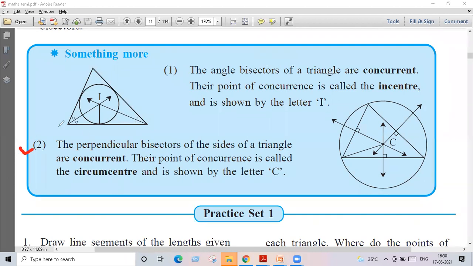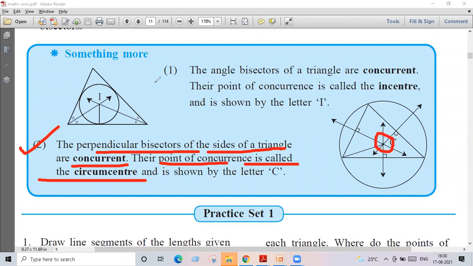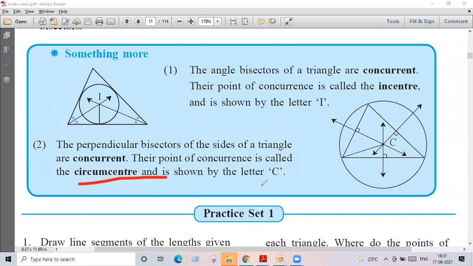The second is that the perpendicular bisectors of the sides of a triangle are concurrent. Their point of concurrence is called the circumcenter. Here you have angle bisectors, and here you have perpendicular bisectors. Angle bisectors bisect the angles, and perpendicular bisectors bisect the sides. Getting it? So this point is called the circumcenter, and it is denoted by C. C is circumcenter, I is incenter.